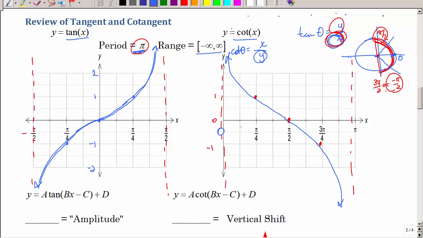So we have asymptotes here at 0 and pi, and asymptotes here at negative pi over 2 and positive pi over 2.